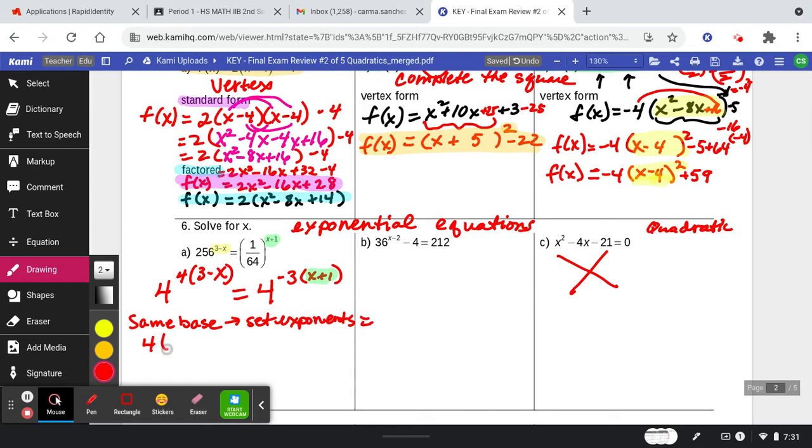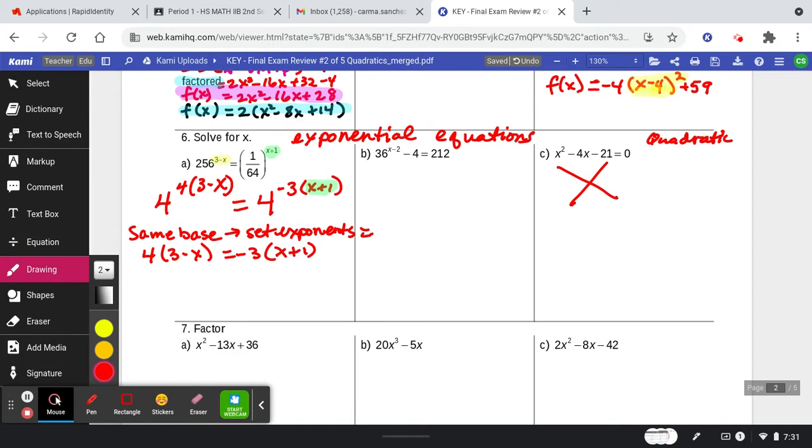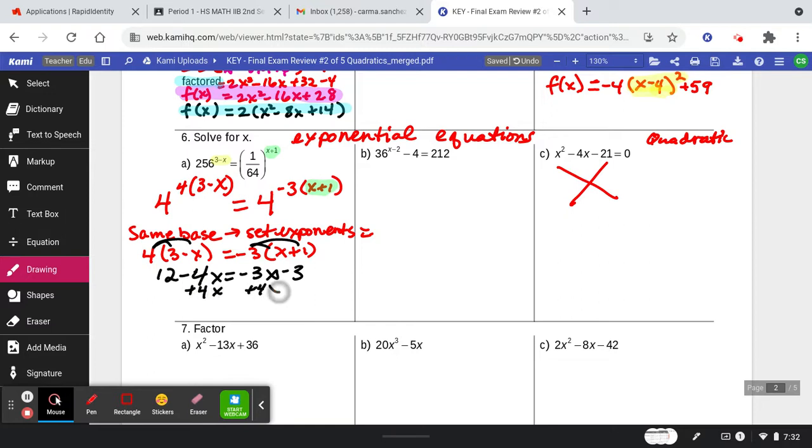So I'm going to take the 4, quantity 3 minus x, and set it equal to negative 3, quantity x plus 1. Now we're just going to distribute and solve. 4 times 3, 4 times negative x, negative 3 times x, negative 3 times 1. Adding 4x's to both sides, and then adding 3 to both sides. I'm getting that x equals 15.